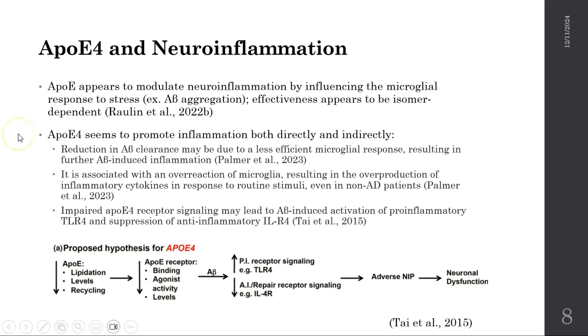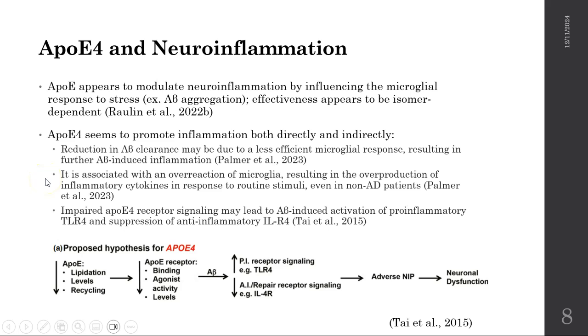APOE4 seems to promote inflammation both directly and indirectly. We already discussed that there's a reduced ability to clear beta amyloid. This may be due to a less efficient microglial response, which results in further beta amyloid induced inflammation downstream of this inefficiency. Essentially, microglia associated with APOE4 are less likely to migrate and then subsequently dispose of amyloid plaques as they begin to build up.